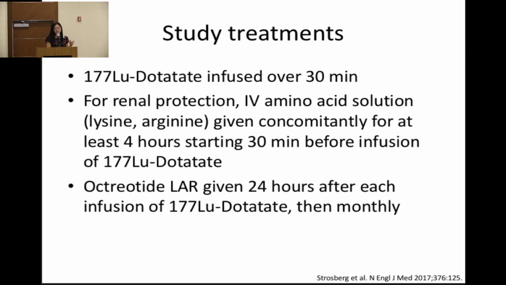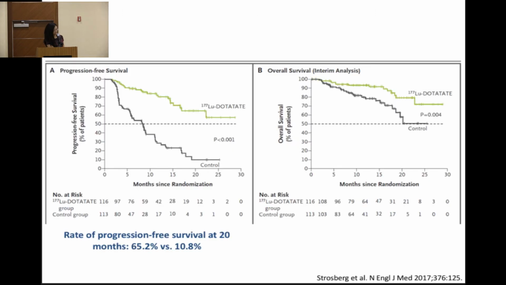And essentially, the patients receive 4 infusions of PRRT, 8 weeks apart, and then they continue on octreotide afterwards. And because of potential renal toxicity, patients get an amino acid infusion during the infusion of the PRRT. So these are the results of the trial, and as you can see, there was a significant increase in progression-free survival, and also overall survival seems to look promising, even though the data has not matured yet.